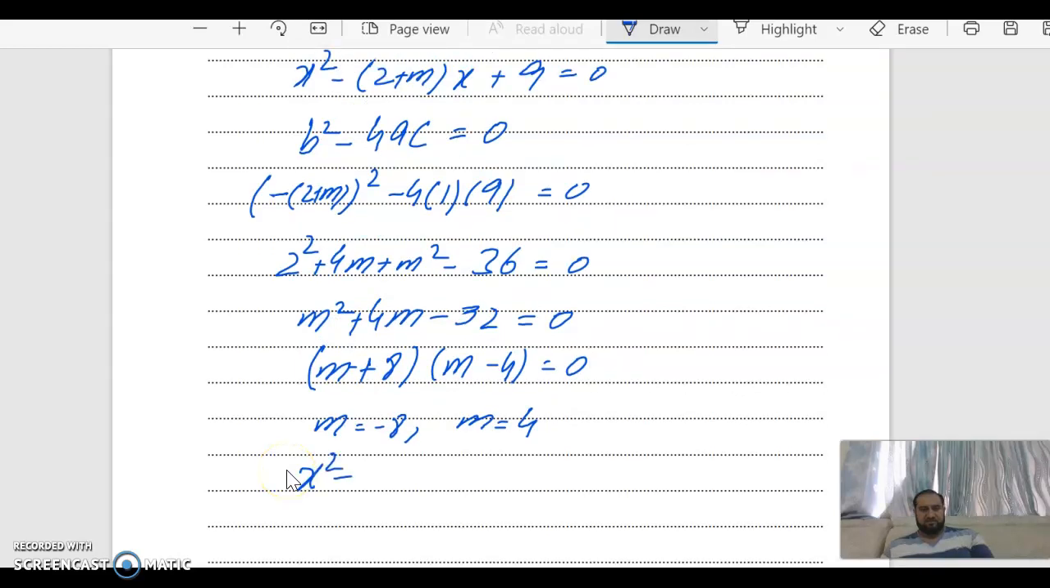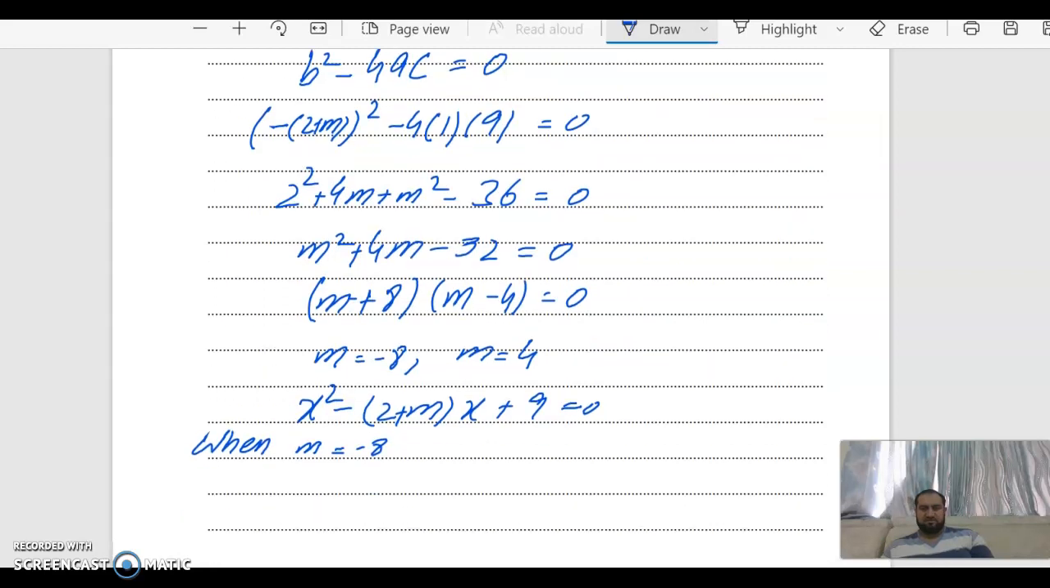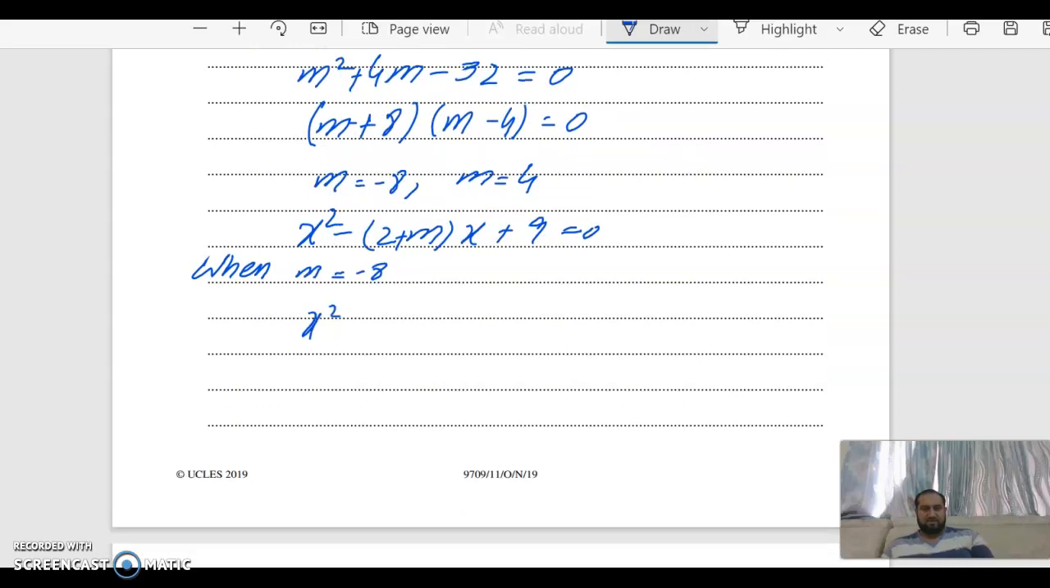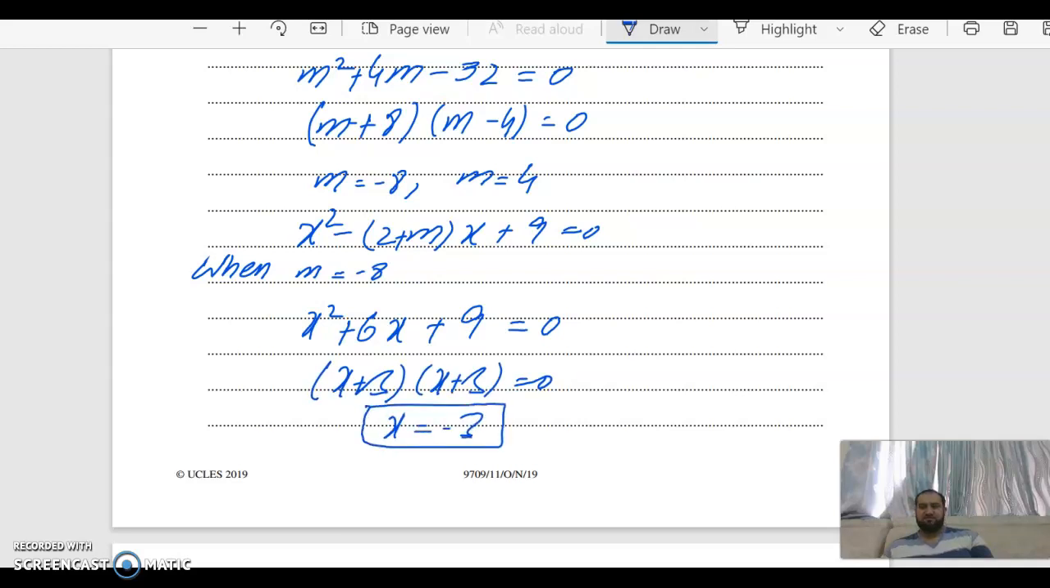We get the x values. Now we remember we have this equation, so we can put the values of m here. When m is equal to minus 8, this equation will become x squared plus 6x plus 9 is equal to 0. If we factorize this, it will be (x plus 3) times (x plus 3) is equal to 0. So from here we get the value of x is equal to minus 3.